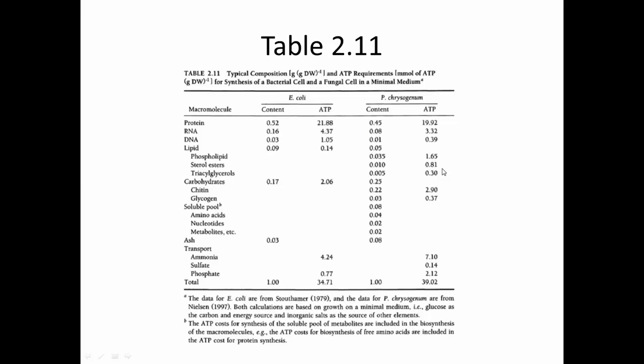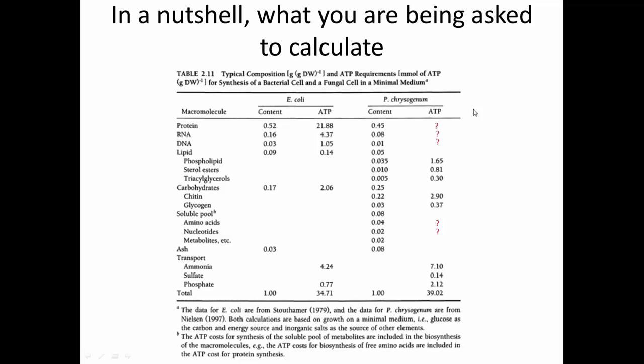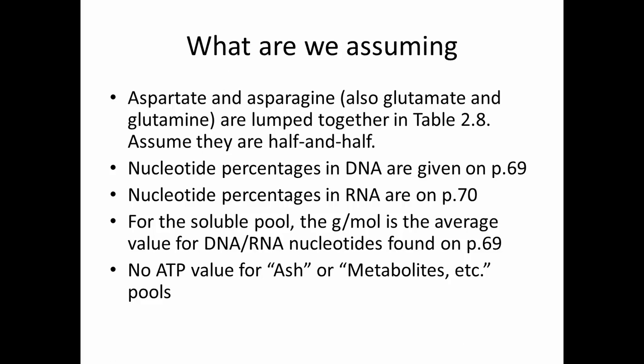And the question is, what exactly are you going to be doing? So you are being asked to calculate, or recalculate, as the case may be, the ATP values for making and polymerizing protein, for making and polymerizing RNA, for making and polymerizing DNA, and for making the soluble pools of amino acids, as well as the nucleotides. And then you will add up all the new ATP costs with all these other ATP costs and get a revised total ATP cost. And so we're making some assumptions here, and I've outlined them on the homework sheet.